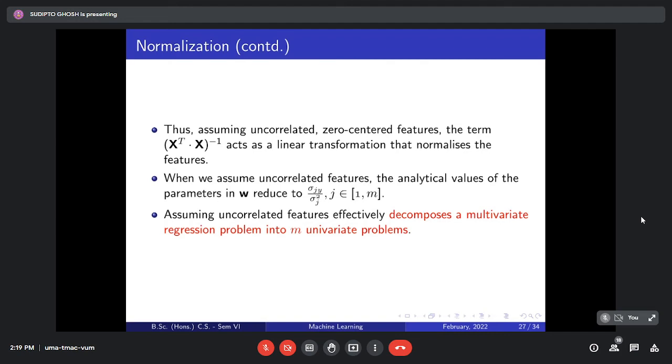Is it clear up to this point? At least one part, like the only takeaway, if you even take away 10 to 20% from this, it will be fine. Is it clear?